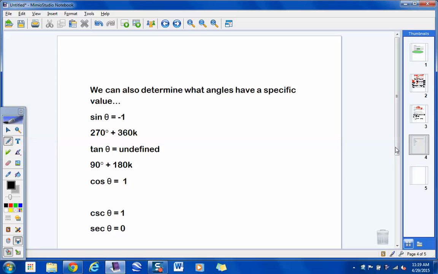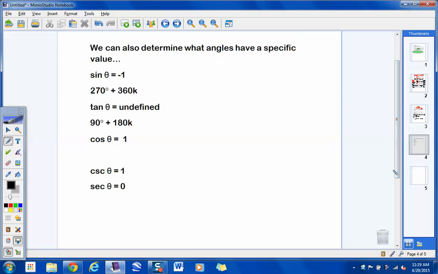Guys, I'm just going to talk you through what this means. It says we can also determine what angles have a specific value. On your chart, the sine of theta equals negative 1 at what angle? 270. What does this plus 360k mean? It's the revolution, how often it repeats itself. The sine function repeats itself every how many degrees? 360 degrees. Tangent is undefined at 90 degrees. How often do we say a tangent function repeats itself? Plus 180, every 180 degrees, right?